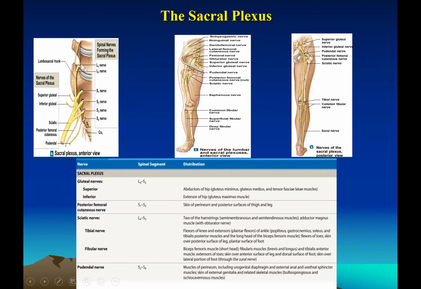The sacral plexus are the nerves that will exit the sacrum. Here it is, S1, S2, sacrum. We have the pudendal nerve, the sciatic nerve, which is very important, the tibial and the fibular nerve. These nerves will control your lower limbs. For example, take the pudendal nerve, S2 to S4. They will innervate muscles of the perineum, including the urogenital diaphragm and the external anal and urethral sphincter muscles. They also innervate the skin of the external genitalia and related skeletal muscles.